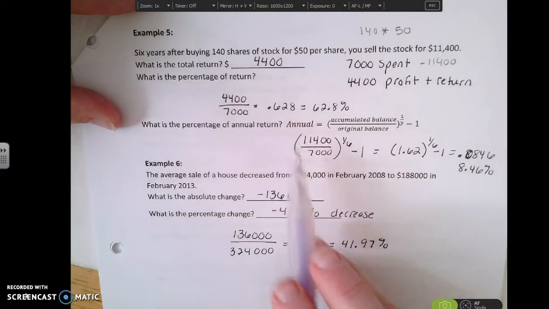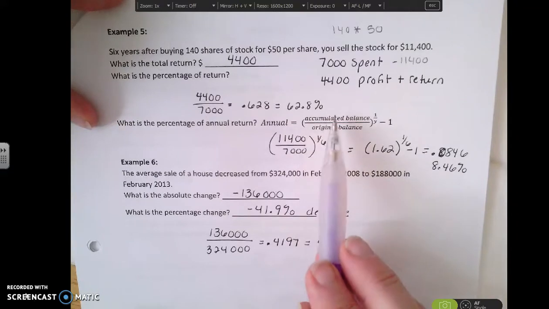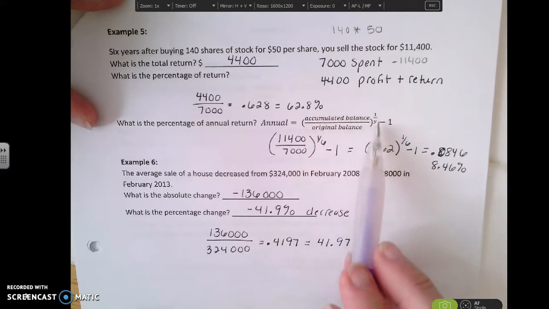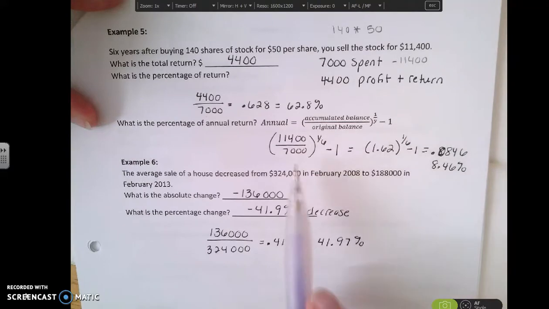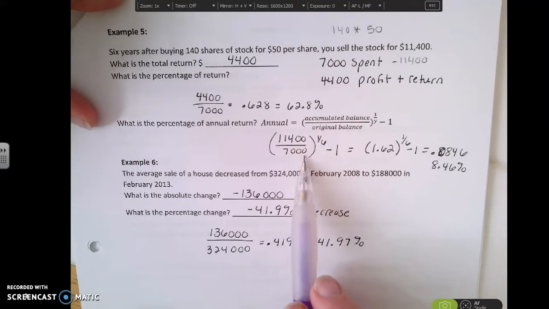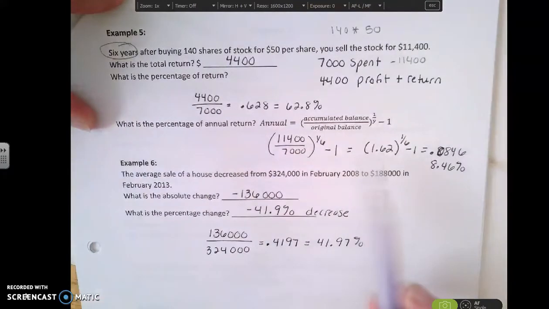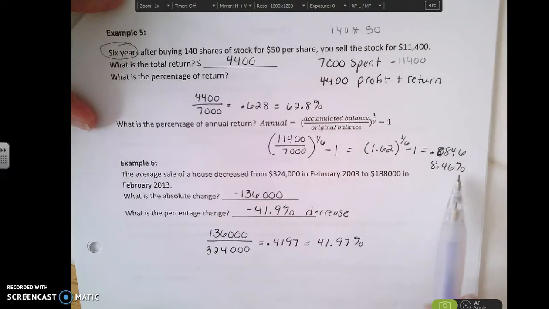And then what is the percentage of annual return? This is a formula you might want to add to your spiral notebook. The annual return is equal to the accumulated balance divided by the original, raised to the 1 over y power, where y is the years, minus 1. So you've got $11,400 divided by 7,000. That's the accumulated balance divided by the original, raised to the 1/6 power, because it says 6 years after they bought it. So this value is 1.62 raised to the 1/6 power minus 1. I put that in my calculator and I get 0.0846, which is 8.46%.